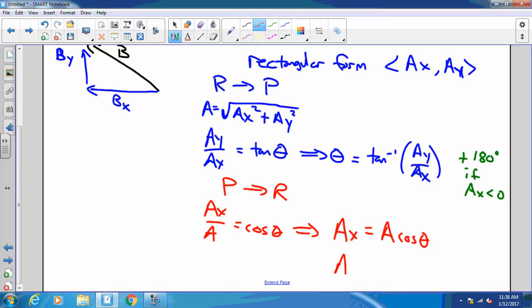And by using similar reasoning, a_y is a times sine theta. Now, Chris just illustrated for us the perils of memorizing without understanding. You see what happens? When you memorize without understanding, that's short-term gain. You can do it for the test.